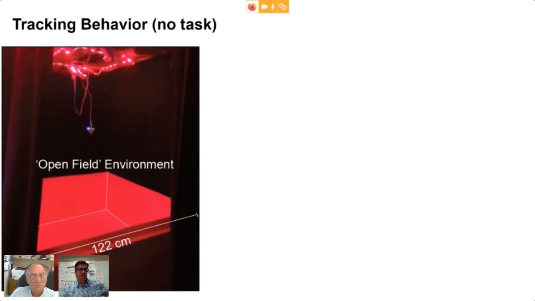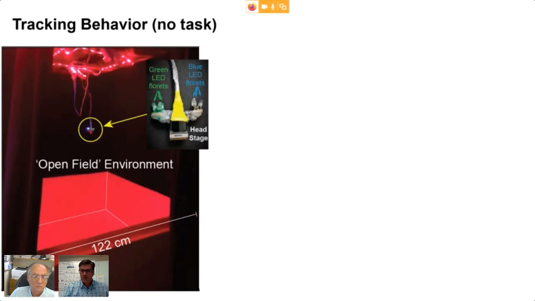This is an actual photograph of the environment. We dimly illuminate it during recording sessions so that it's red. Rats don't see red very well, and I'm not sure if you can make this out, but there are black curtains that go floor to ceiling on either side. The experimenter has essentially no interaction with the rat, and like I said, there's no task. So hanging here from the recording apparatus above is a head stage that contains green and blue LEDs that we use to track the head of the animal.